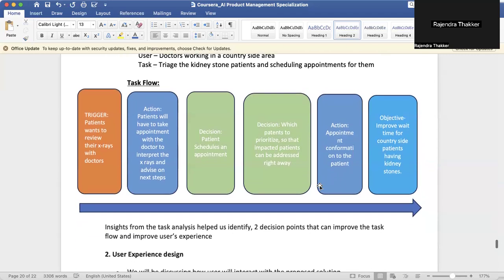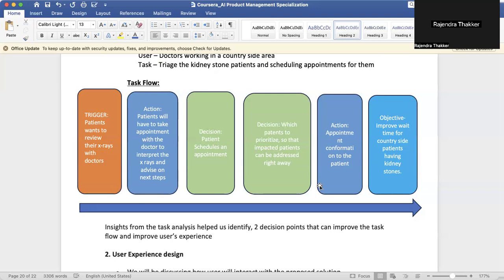Here is the task flow diagram which I have created. The first is the trigger. Patient wants to review the X-ray with the doctor. The action over here the patient will have to take is to schedule an appointment with the doctor to have those X-rays interpreted. Decision, they have to schedule an appointment. The decision which doctors have to make over here is to prioritize the impacted patients to be addressed right away. Action, they send an appointment confirmation to the patient.